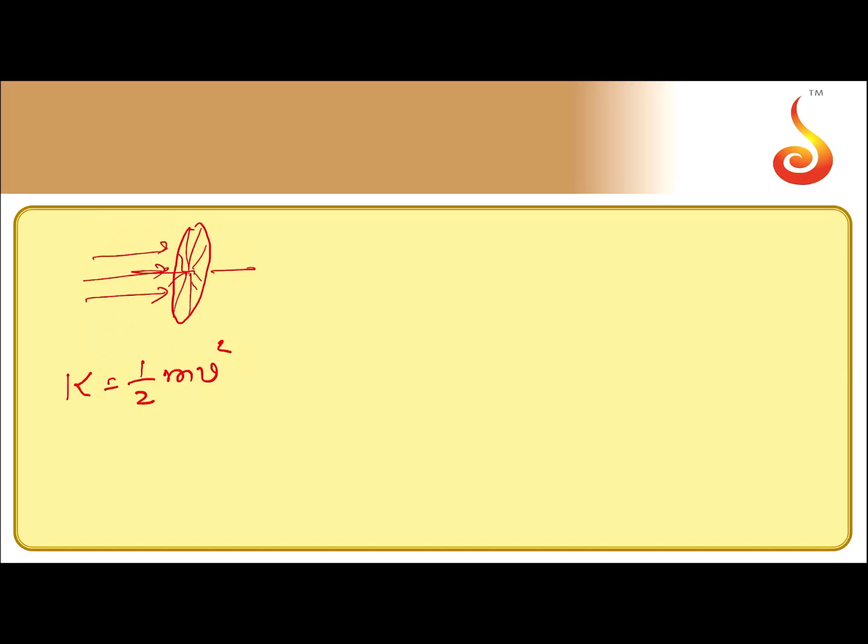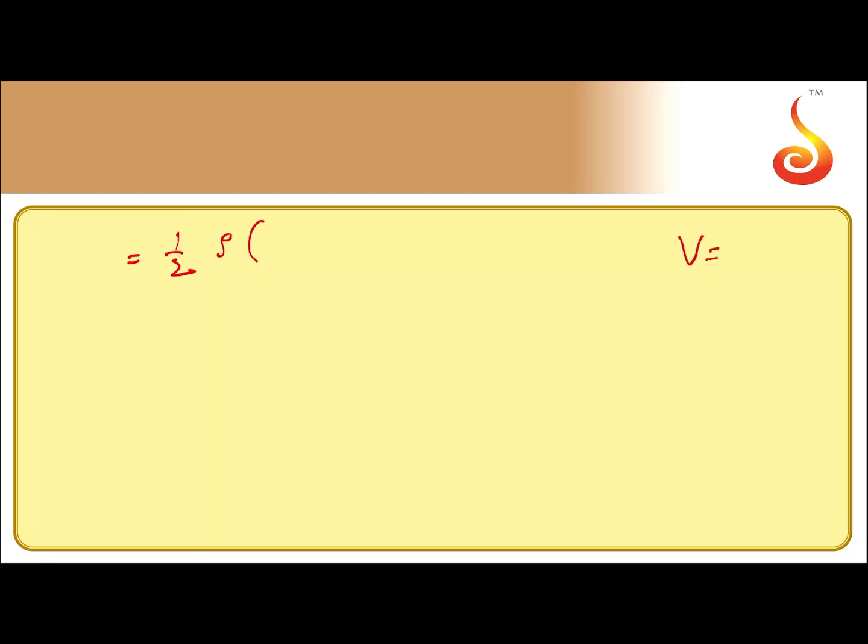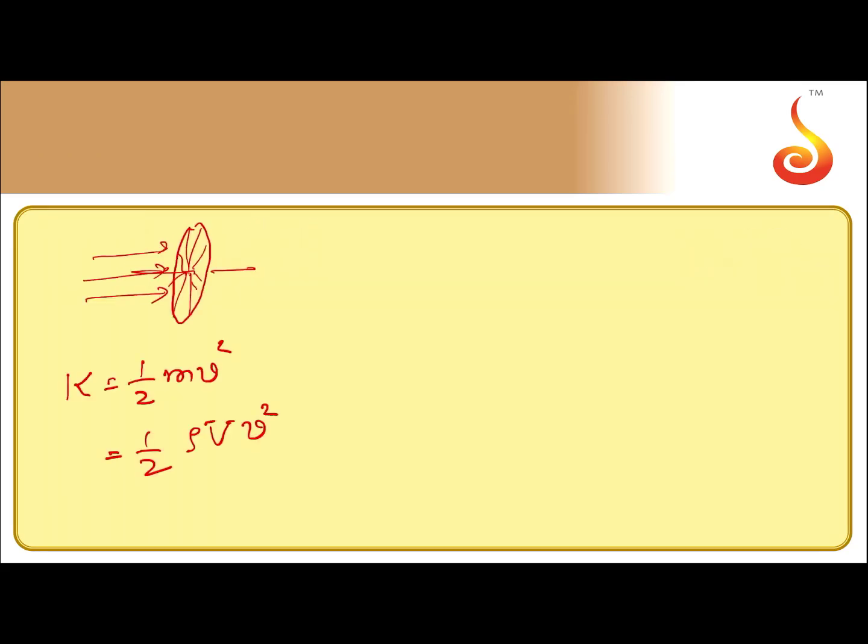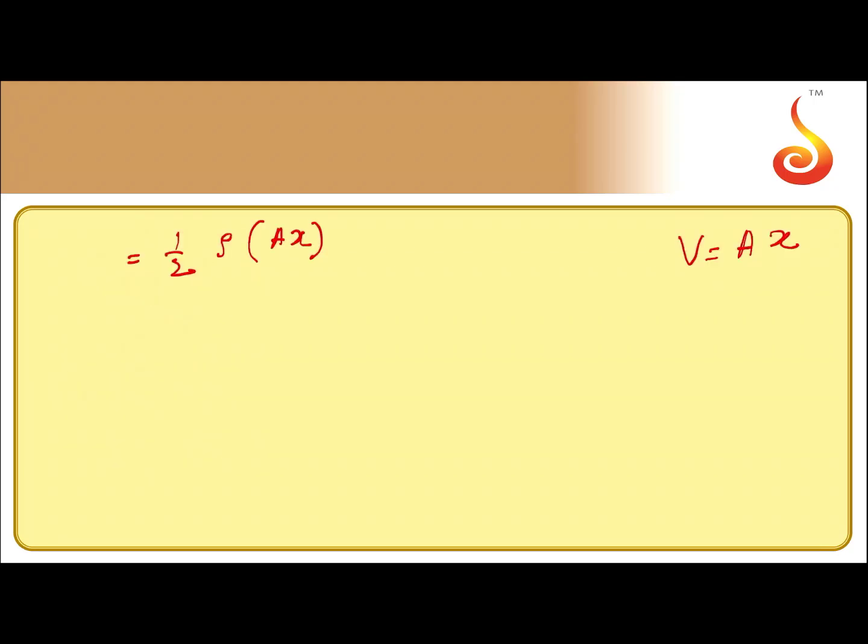Now how to find out the mass of the air striking? Can we write it as density into volume of the air striking? Yes. So this is half into m, which is nothing but rho into volume of the air striking. Now how to find out the volume? Volume is equal to area into x. So this is nothing but A into x into rho into v square.